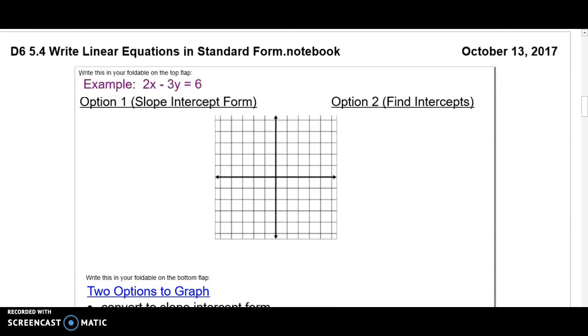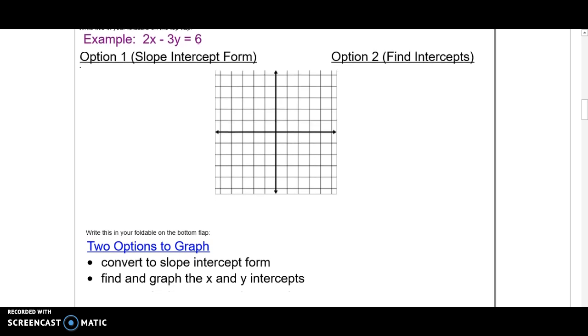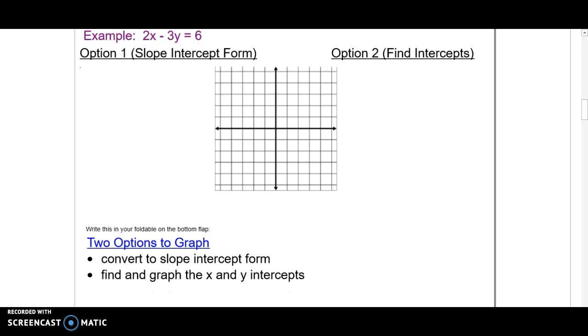Back up. Okay. First example. So it should look like this. We have 2x minus 3y equals 6. So if we wanted to graph this, we have two different options. We could take our 2x minus 3y equals 6 and put it into slope-intercept form, and we definitely know how to graph that. So let's go ahead and look at that first.